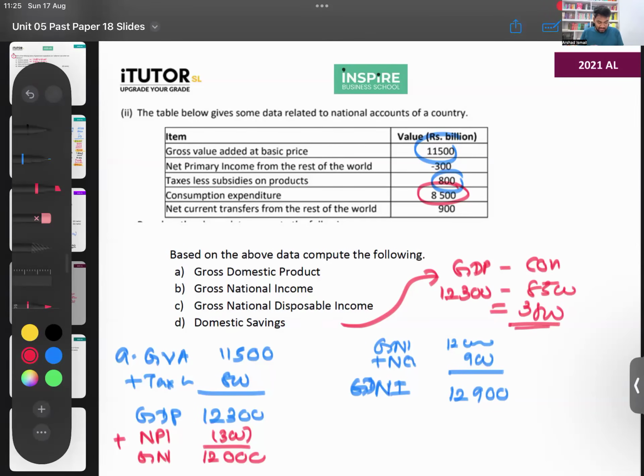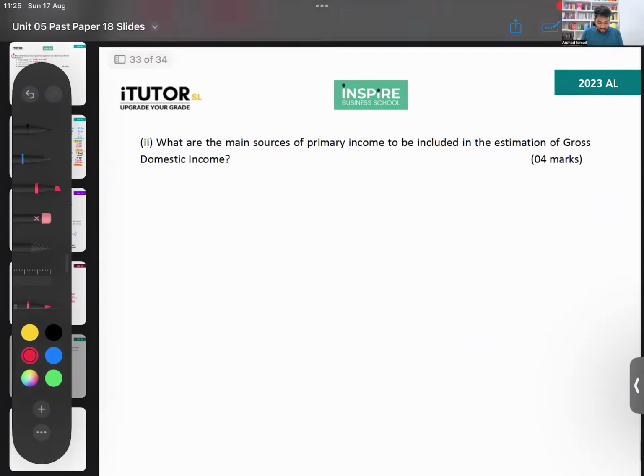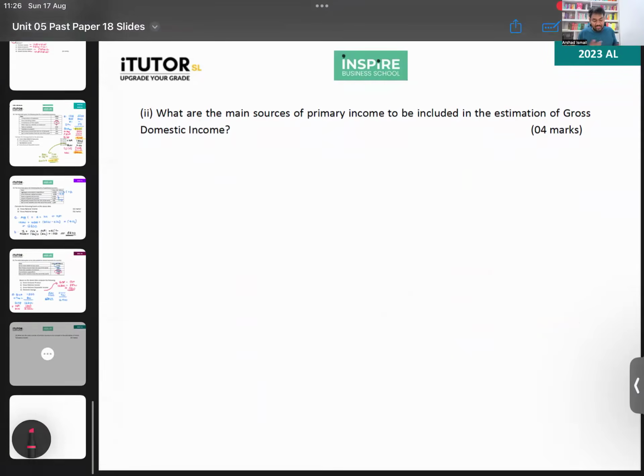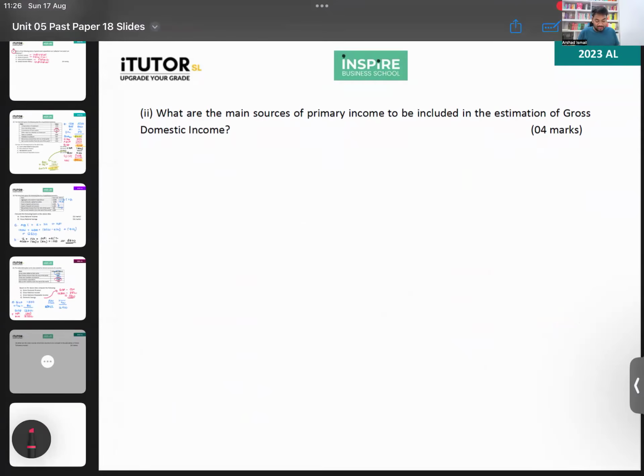Then the last one, 2023. Same thing, it's the third time they ask. What are the main sources of primary income to be included in the estimation of GDI? Remember, there was an MCQ. So here you can talk about compensation of employees, gross operating surplus, mixed income, other taxes less subsidies on production and imports. Like that MCQ that they had.